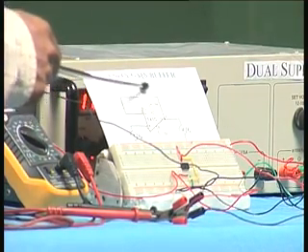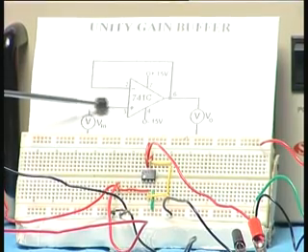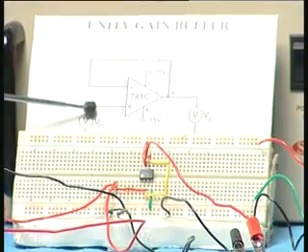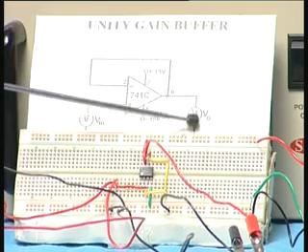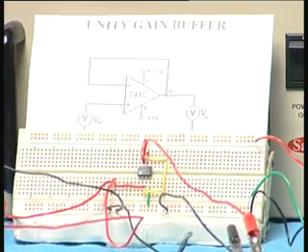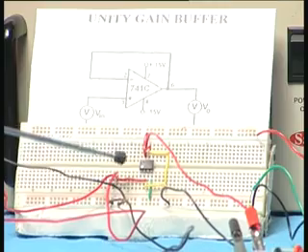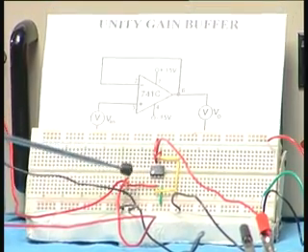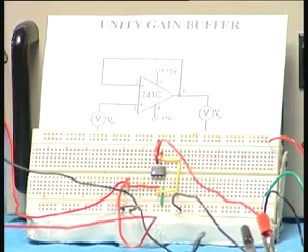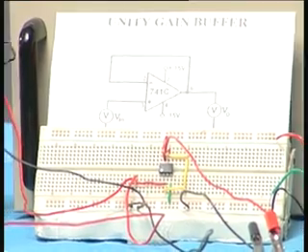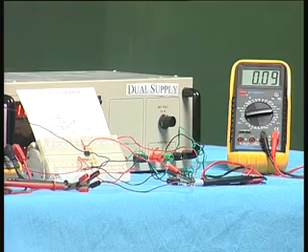The output is directly connected to the input, and the input is given to the non-inverting terminal, and the output voltage is measured at pin number 6. The circuit is shown here. There is a feedback loop here, and the input is connected using this voltage source, and this voltmeter reads the input voltage here.